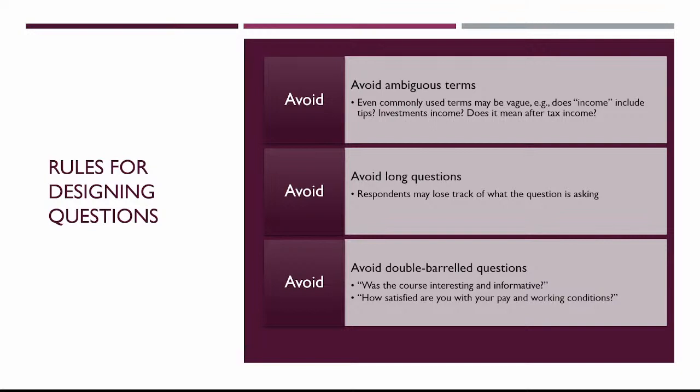Okay. Avoid ambiguous terms. Even commonly used terms might be vague, right? So, income, does it include tips, right? If you're in the service industry, investment income, after-tax income, right? Yeah, so sometimes, like, what's your annual income before taxes is a pretty common question.